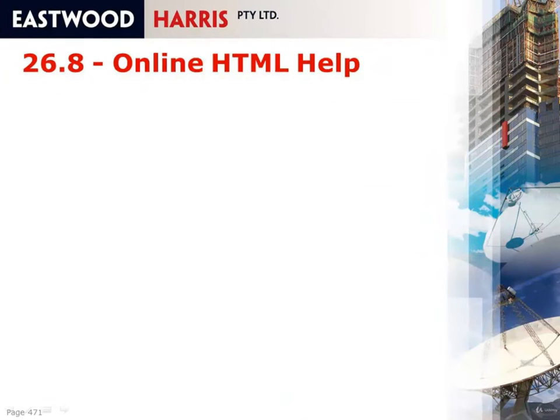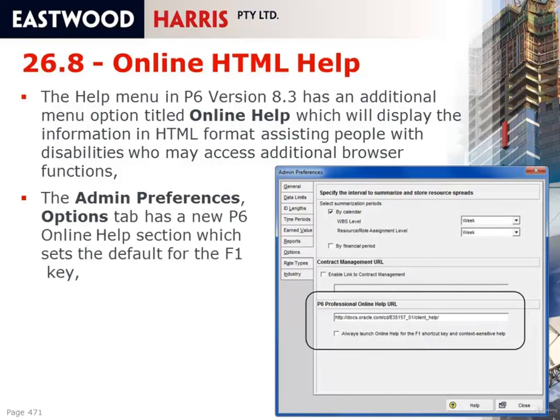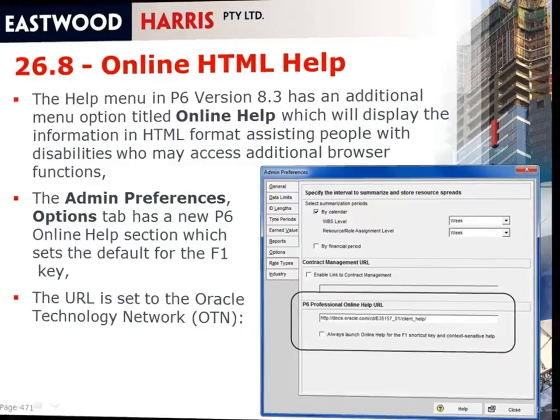Online HTML help. You'll find that the help menu in P6 8.3 has an additional menu option titled Online Help, which will display the information in HTML format, therefore assisting people with disabilities who may have additional browser option functions. The Admin Preferences Options tab has a new P6 Online Help section where you can set the default for pressing the F1 key, and this is set to the Oracle Technology Network by default.